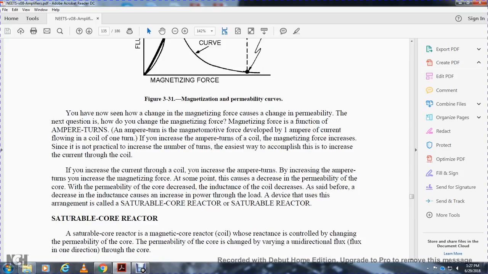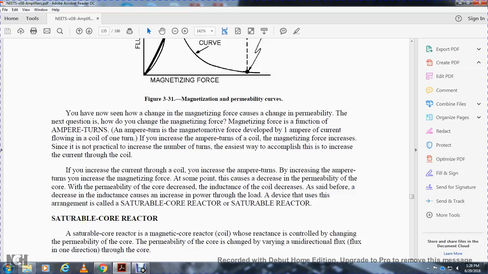You have now seen the change of permeability coupled with the change of magnetizing force. The next question is, how do you change the magnetizing force? Magnetizing force is a function of the ampere-turns, the magnetomotive force developed by 1 ampere of current flowing in a coil of 1 turn. Increasing the ampere-turns of the coil increases the magnetizing force. It is not practical to increase the number of turns. The easiest way to accomplish this is to increase the current in the coil, increasing the ampere-turns to increase the magnetizing force.